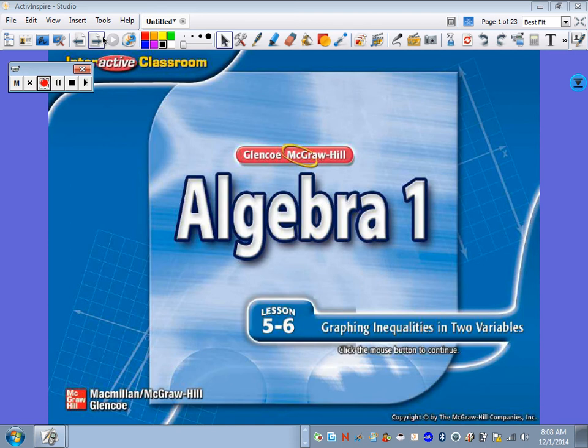Now, if you have your graphing calculator, you really should have that out because as we go along, I am going to give you hints and teach you how to use your graphing calculator to do this. That's going to make it a lot easier. For those of you who don't have a graphing calculator, I will show you how to do this by hand. Okay, so let's go ahead and begin.